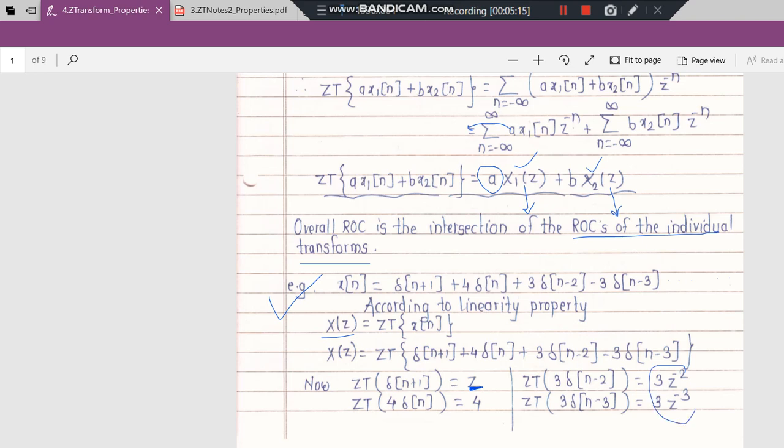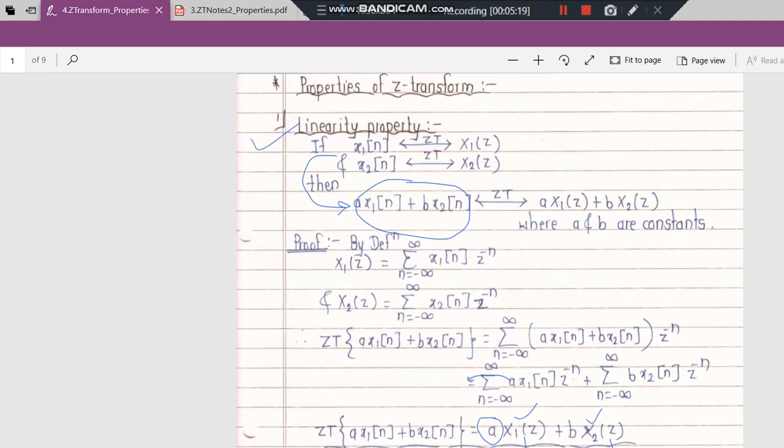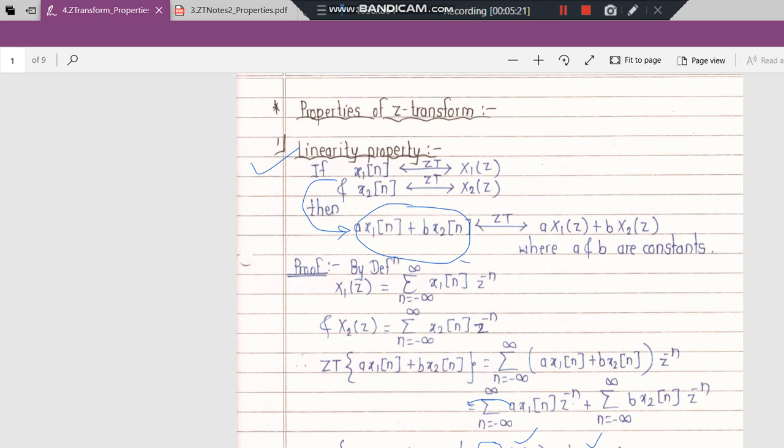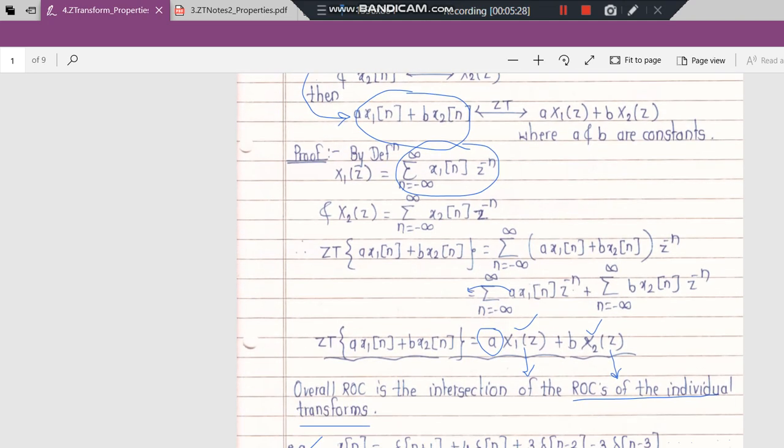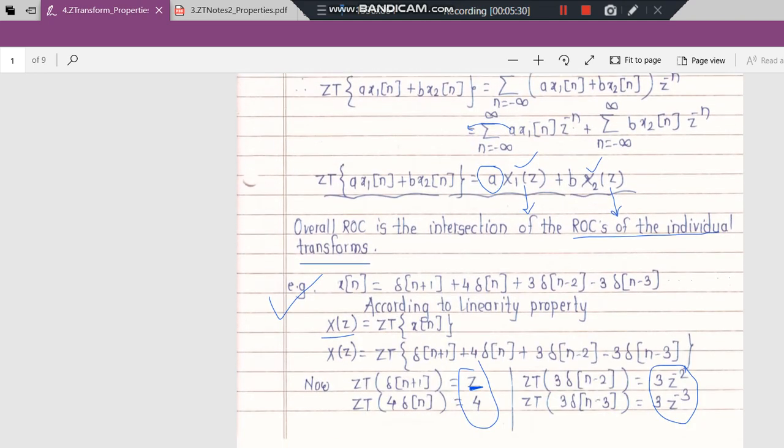See, all these Z transforms are obtained from the formula of the Z transform. This is the formula of the Z transform. Okay, remember, this is the formula. So if you put these signals into this formula and solve, then you will get these values: 3 into z raised to minus 2, 3 into z raised to minus 3. So this is an exercise of solving the numerical.